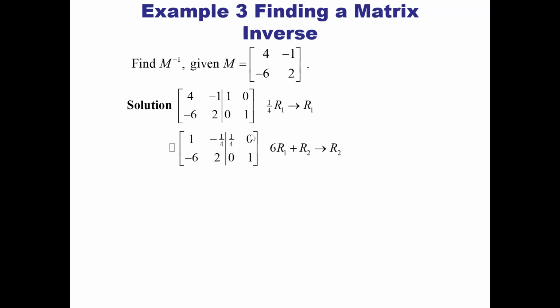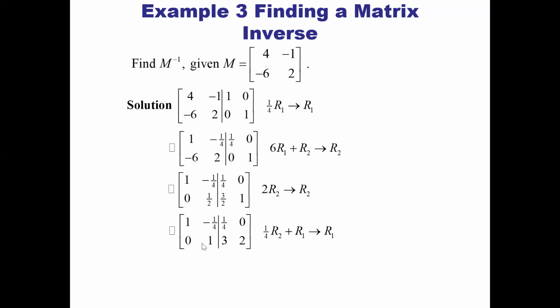That gives us this. Then we have to find a 0 here. So we're going to take 6 times this row plus that row, and we get 0 here. Now we need a 1 here, so we have to multiply that row by 2, and then we get the 1 there. Now we need this to be a 0, so we're going to multiply by 1/4 on this row plus that row, and that should give us a 0 here.